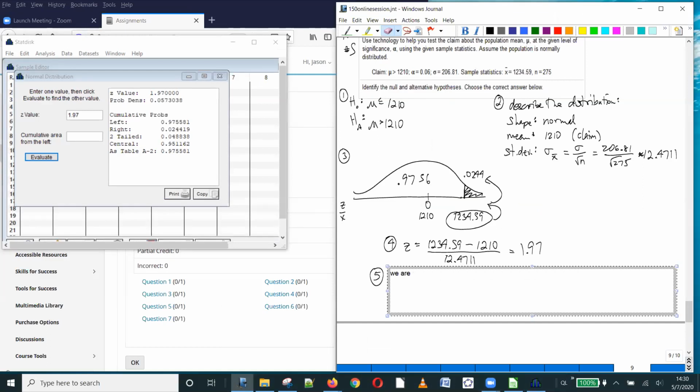So we are 0.9756 confident. And of course, 0.9756 can also be written as 97.56%. So we are that confident that HA is true, meaning that mu is greater than 1210.